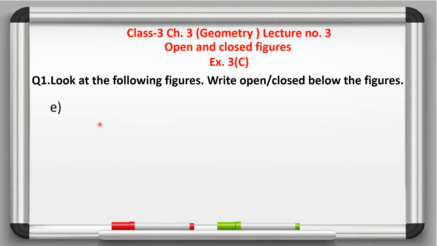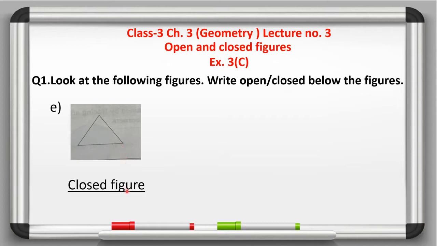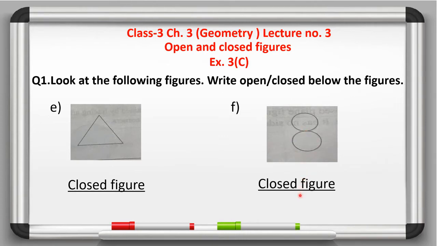Now in E part, this figure is given and here you can see the end point and starting point both are same. So this is the closed figure. Okay, and in F part, these two circles are given. So here you can see that the end point and starting point both are same. So this is also a closed figure. So here we will write closed figure. Understood, beta? How we can find out the open figure or closed figure by looking at the figures. Okay.